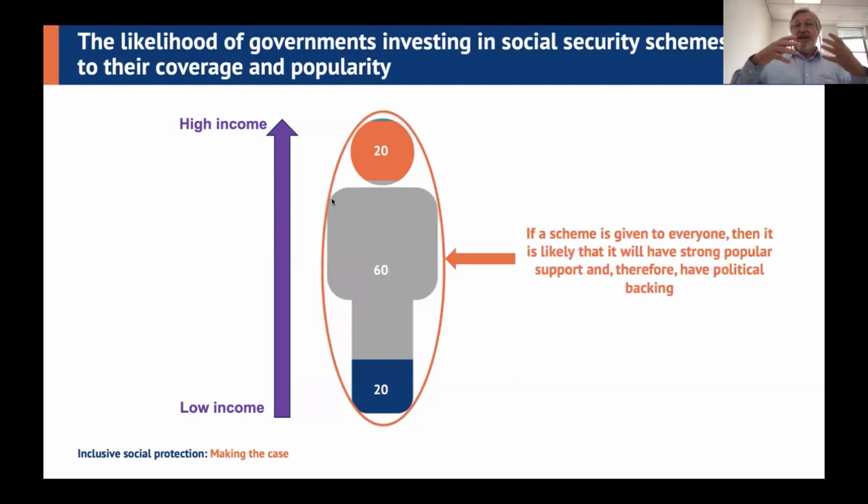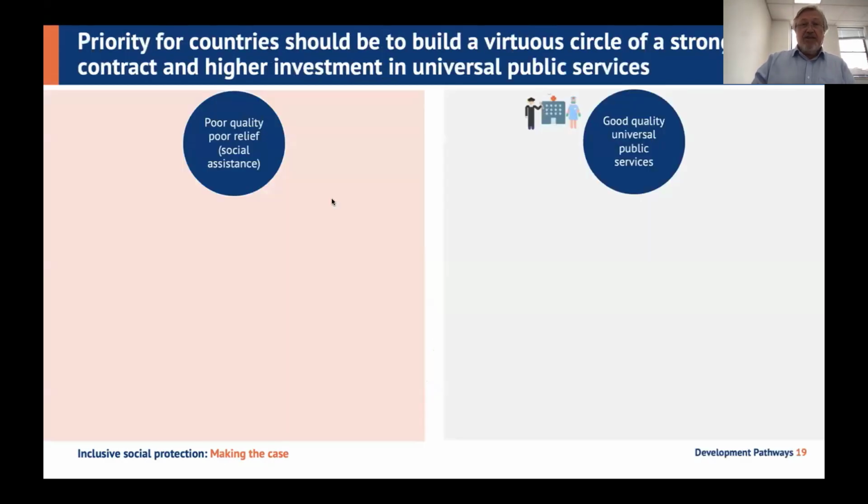Whereas if a scheme is given to everyone, then it's likely that it will have strong popular support and therefore strong political backing. And that's why we see much higher levels of transfer in universal schemes. And in fact, transfer values tend to be much higher as well than we find in poverty targeted programs.